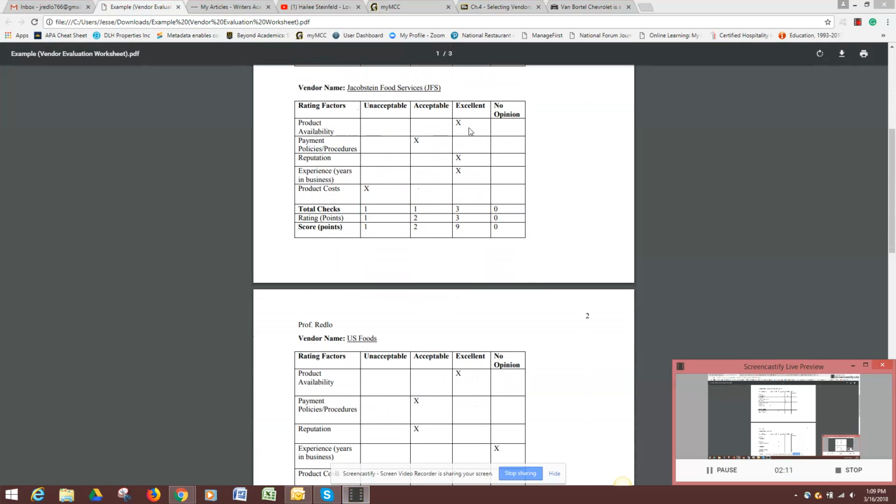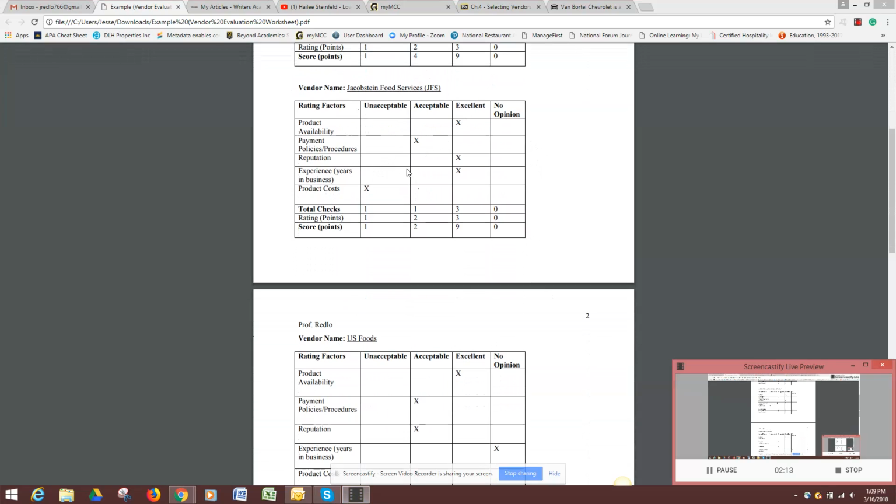Now we come down to Jacobstein Food Services, known as JFS in the industry. Again, I believe them to have excellent product availability. They have acceptable payment policies and procedures. They have a good reputation. They've been in business for a long time. However, I find their product cost to be a little high. So again, I go through and do my total ratings and points following the same method I used above.